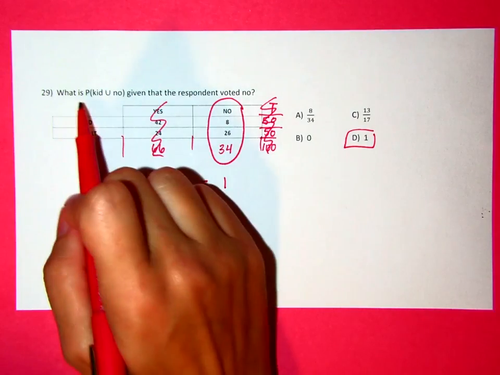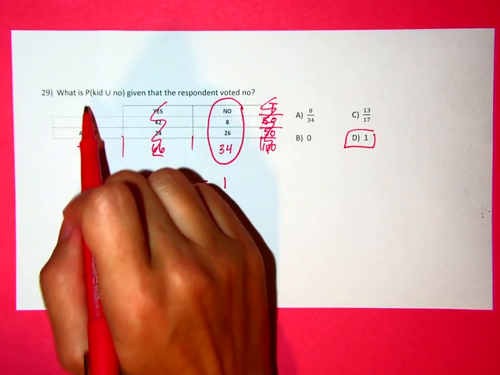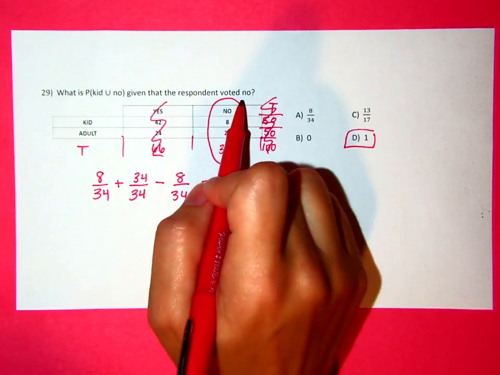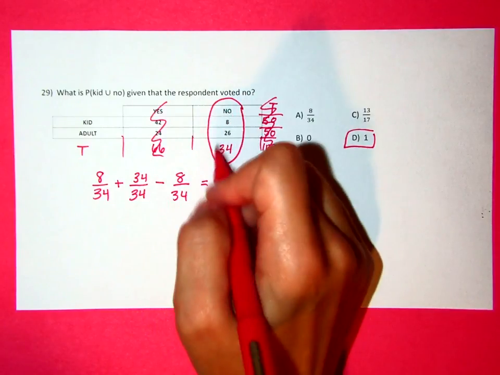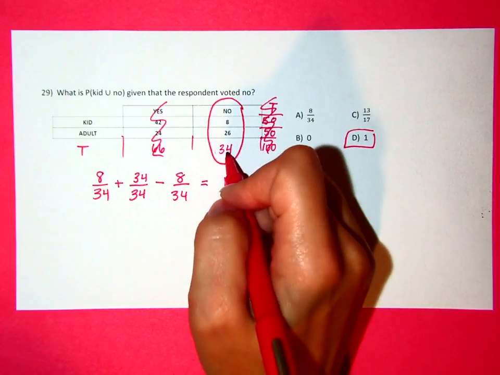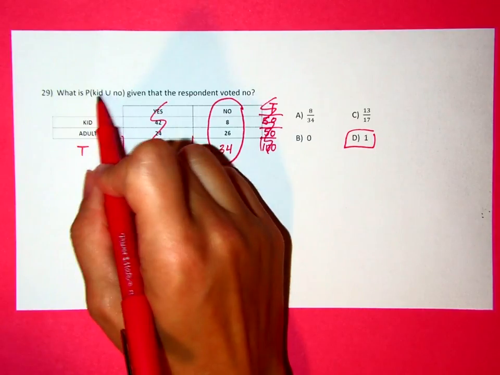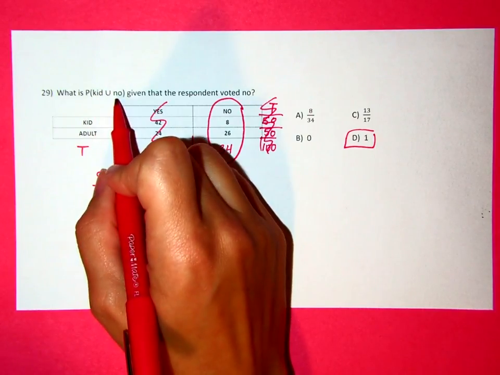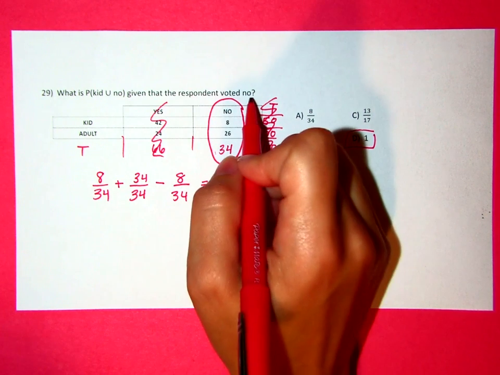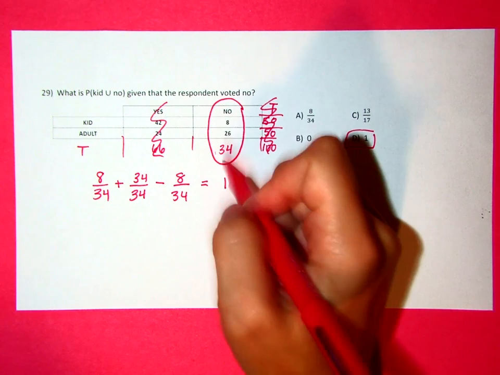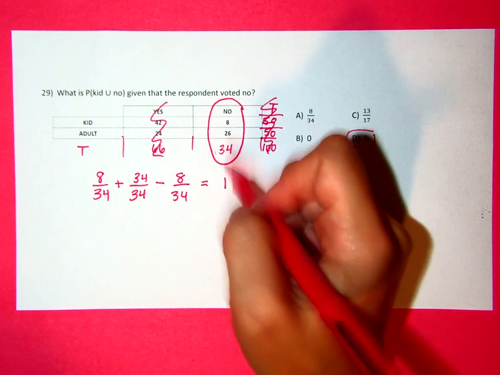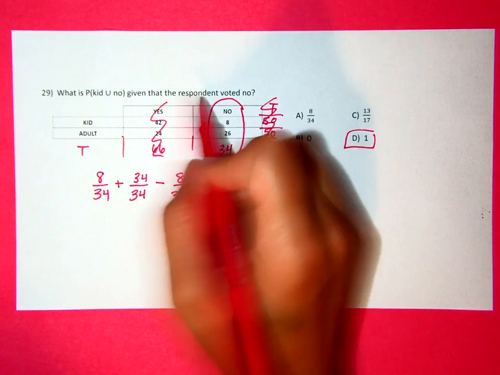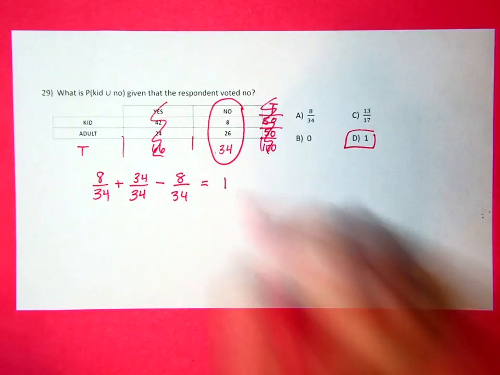It says, given what is the probability that you're going to have a kid or somebody who says no when they have said no. Well, this no, the 34 people here, we have those that said no, or a kid. The kid doesn't even really matter in this problem because we're looking at basically what's the probability that they said no based on the fact that they said no. Well, all we're looking at is the no's, and everybody here said no, so it's 100% guaranteed that they would have actually voted no. So answer choice D.